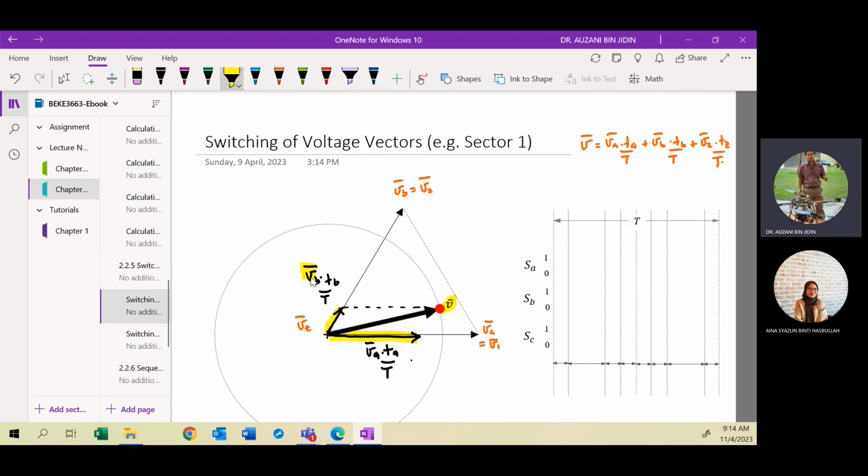This term has the same value because of the magnitude value, which is 2/3 multiplied by VDC. So the only terms that differ are the times, TA and TB. These will determine the length of the component vector. Is it right? So in this case your TA will be larger than TB. So the time taken to select VA will be longer compared to selecting VB, because your space vector is close to VA. Close means this angle is smaller compared to this angle.